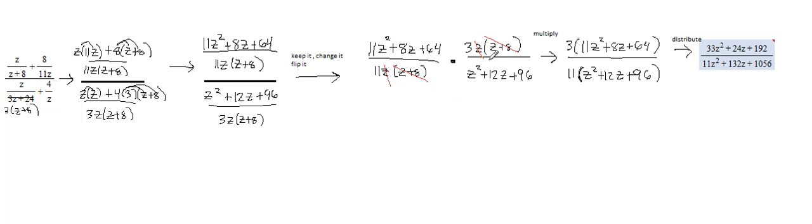So that just left me with a 3 times this other numerator here, 11z squared plus 8z plus 64. And down here in the denominator, I still had the 11, and I still had the z squared plus 12z plus 96. So then I just needed to distribute this through, distribute the 11 through, and I got my final answer here.